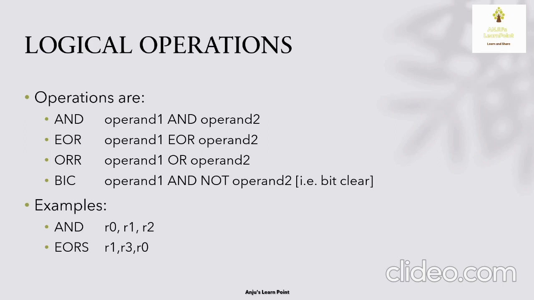So, how the expression looks is AND R0, R1, R2, where the contents in R1 and R2 are ANDed together and the result is stored in R0. So, first we will have the operation followed by the destination and the source registers.